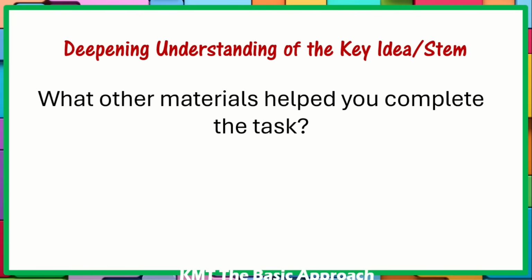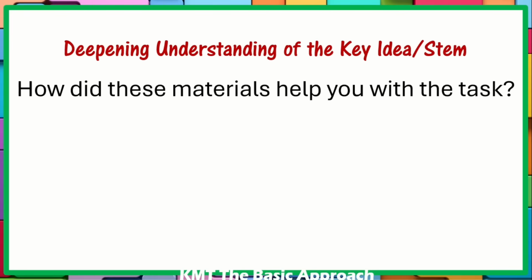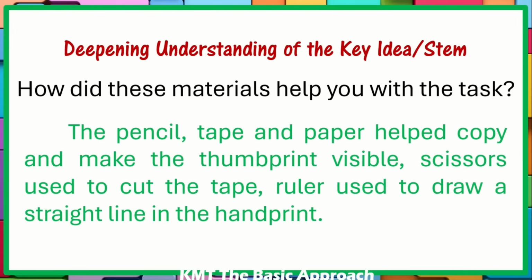What other materials help you complete the task? Great! The pencil, tape, paper, scissors, and ruler. How did these materials help you with the task? Good job! The pencil, tape, and paper help copy and make the thumbprint visible. Scissors used to cut the tape. Ruler used to draw a straight line in the handprint.